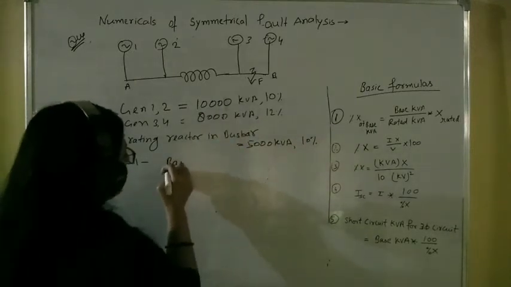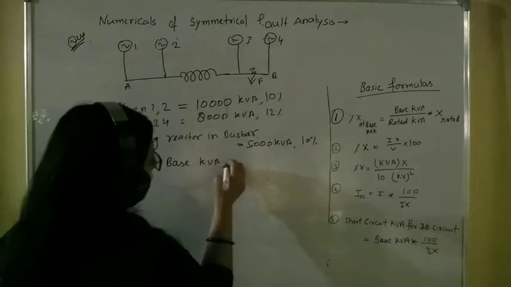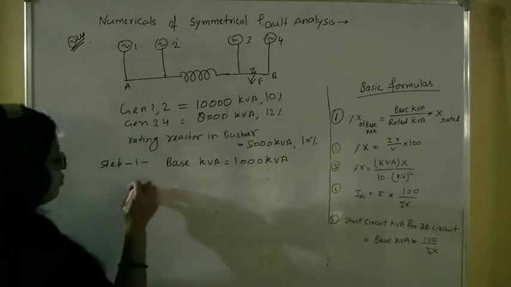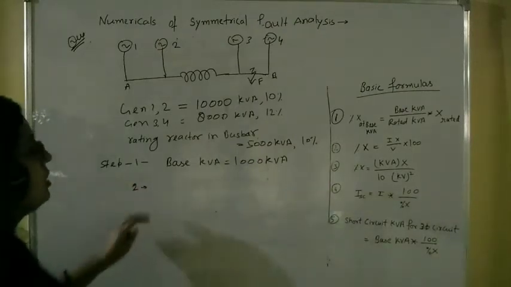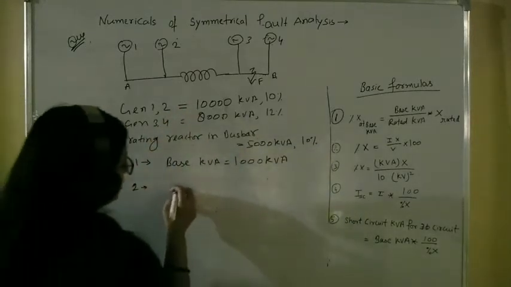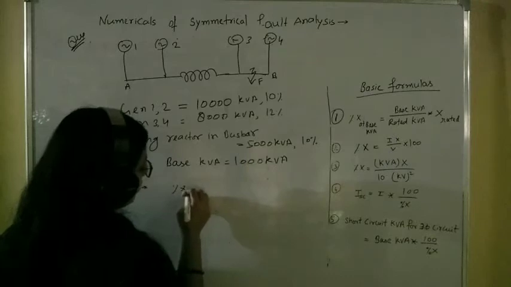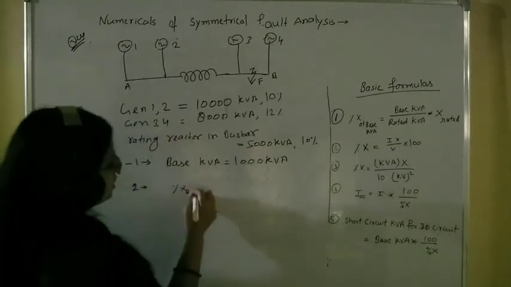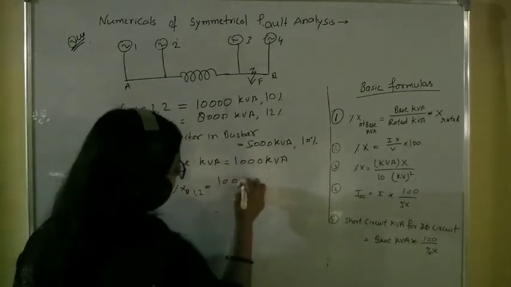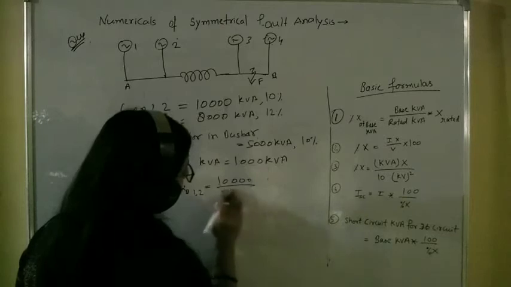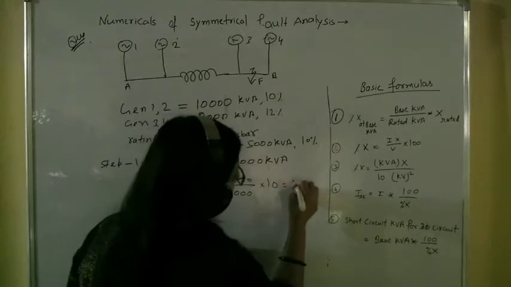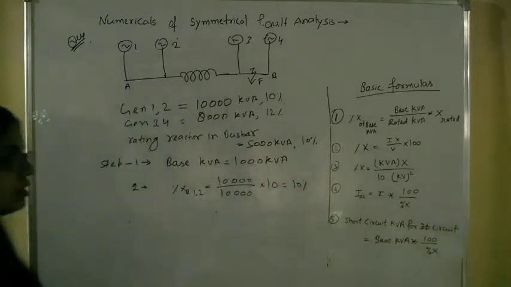So consider the base kVA as 10,000 kVA. Now second step, to calculate the reactance value of all the equipments connected. So percentage X at base kVA for generators 1 and 2 is base kVA upon rating kVA of generator, which is also the same. That's why its reactance value will be 10%.